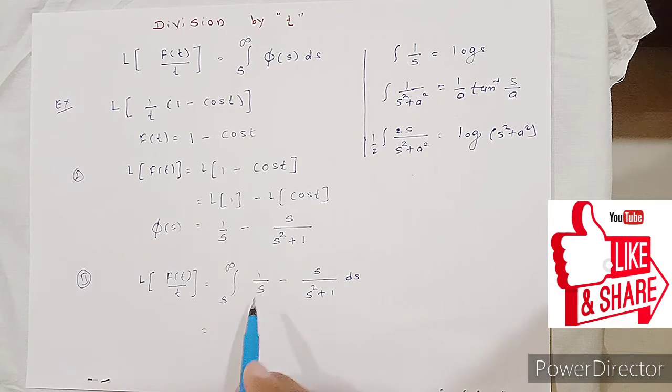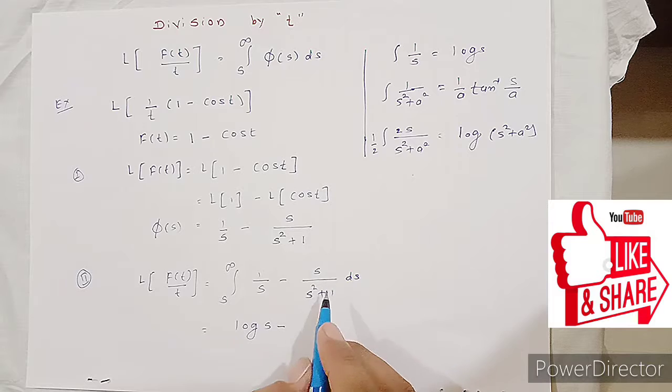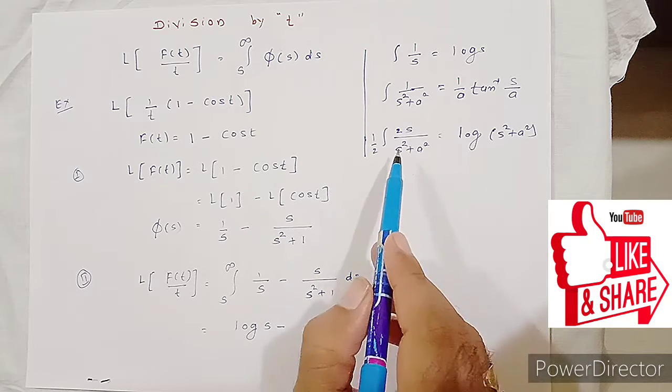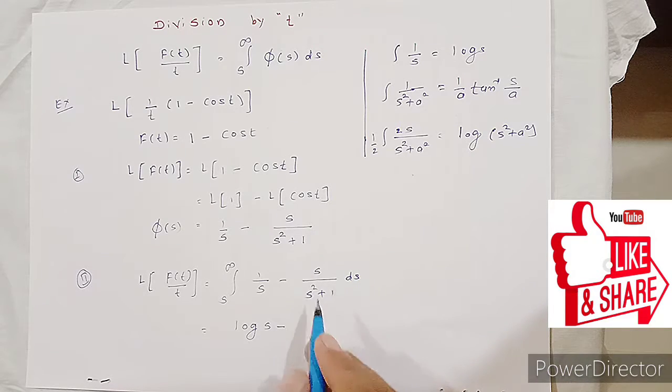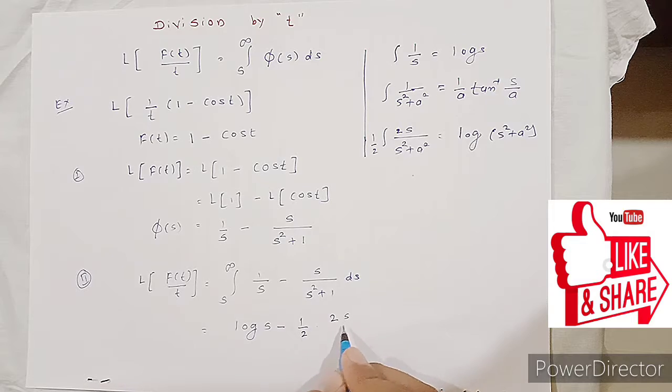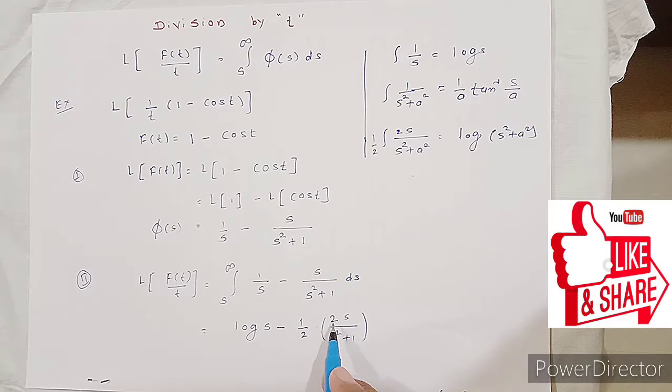So tell me, what is the integration of 1 upon s? Simple, it is log s, minus the integration of s upon s square plus 1. This term belongs to the third formula of the integration, that is, we adjust the derivative in the numerator. What is the derivative of the denominator? 2s. So we adjust 2 here. So 1 upon 2, we multiply by 2 and we divide by 2, right? The 2 gets cancelled, that means the term is not changed, right? So we adjust 2 here only.